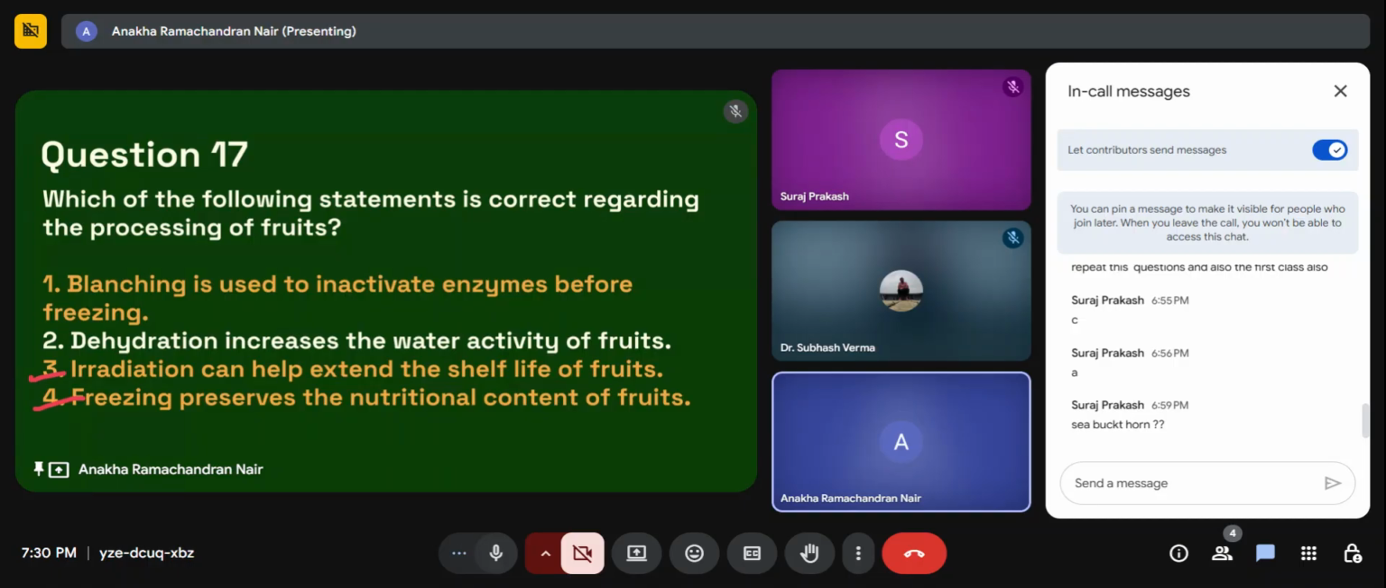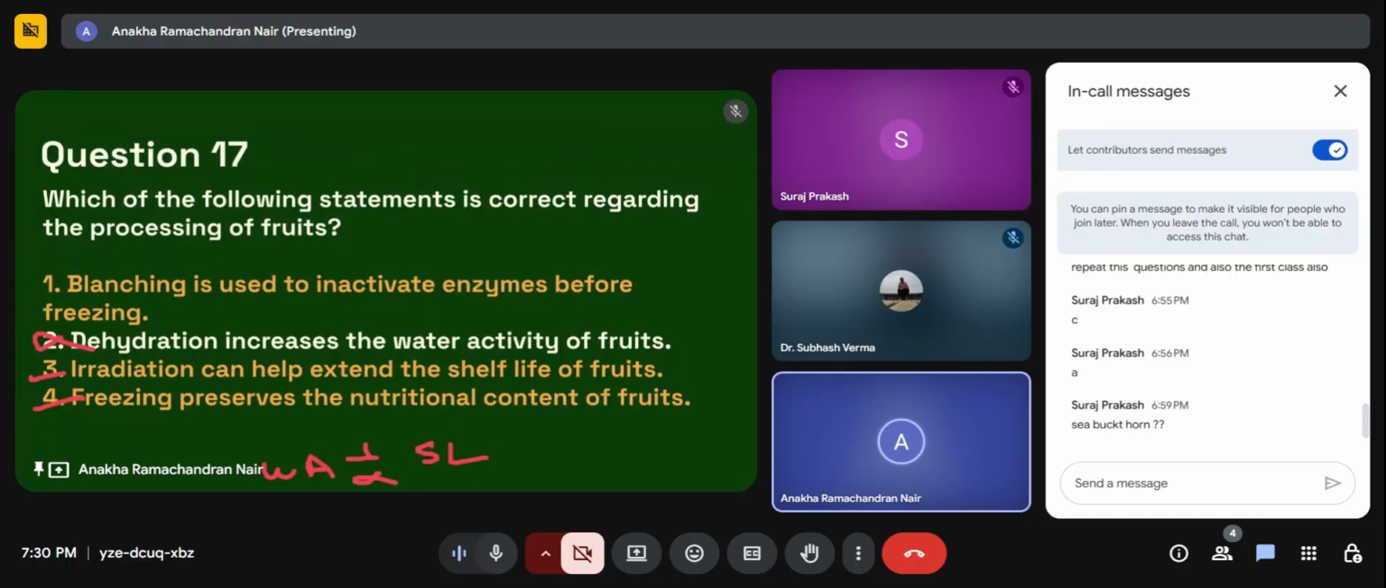Dehydration increases the water activity of the fruit. This is not correct. Dehydration decreases the water activity of the fruit. So water activity is inversely proportional to the shelf life, right? So if the water activity is increased, then the shelf life is decreased. If the water activity is decreased, the shelf life is increased. So dehydration is removing water, right? So it is decreasing the water activity of the fruit and therefore increasing the shelf life.